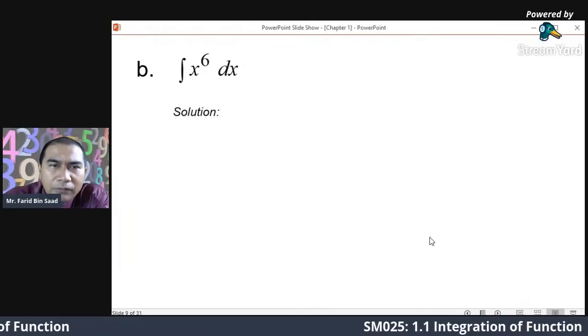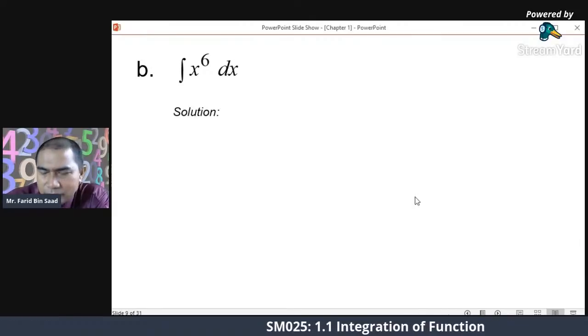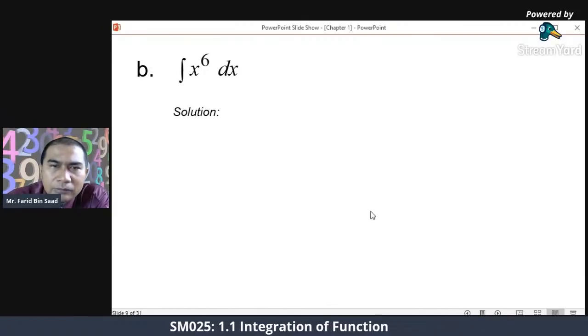Integrate x power of x dx. So what is the solution?